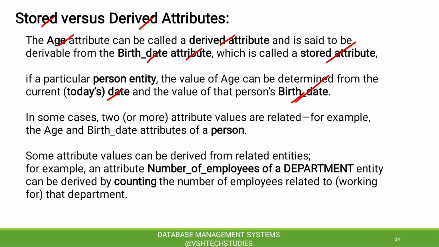In some cases, two or more attribute values are related. For example, age and birth date attributes of a person are related. Some attribute values can be derived from related entities. For example, an attribute number of employees of a department can be derived by counting the number of employees related to working for that department. Okay. So that is all about stored versus derived attribute.